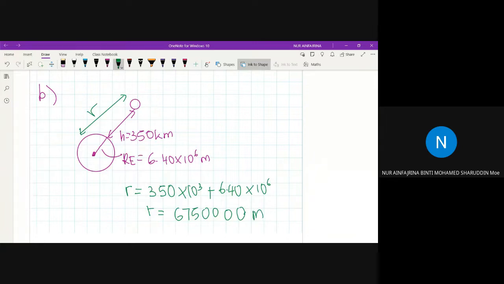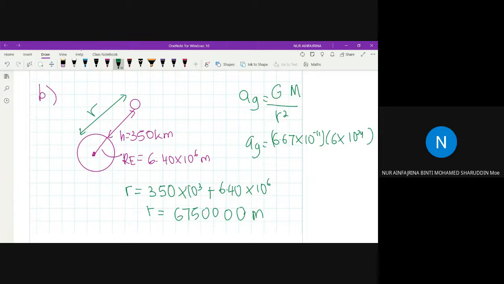Okay now, so when you already get your distance, masukkan je lah dalam formula ni. So gravitational acceleration equals gravitational constant darab dengan your mass darab dengan distance squared. We know the gravitational constant is always fixed, 6.67 times 10 to the power of negative 11. Mass of Earth depends on the question, divided by distance squared. So distance squared is 675,000 squared.